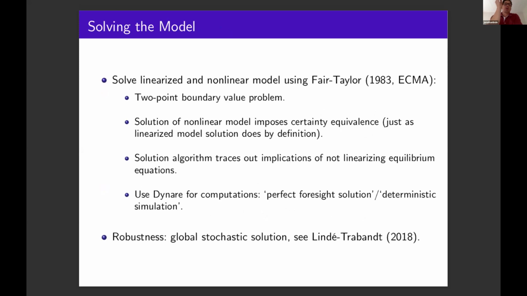All right, so we solved this linearized and nonlinear model using the Fair-Taylor algorithm. That's a two-point boundary value problem. What we want here is that the solution of the nonlinear model imposes certainty equivalence, because it's a perfect foresight method, just as the linearized model solution does by definition. In a sense, the solution algorithm then traces out the partial implications of not linearizing the equilibrium conditions, and these computations can be done in Dynare, as a deterministic perfect foresight simulation.